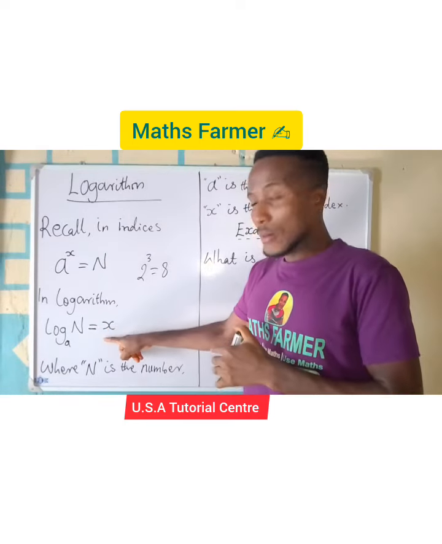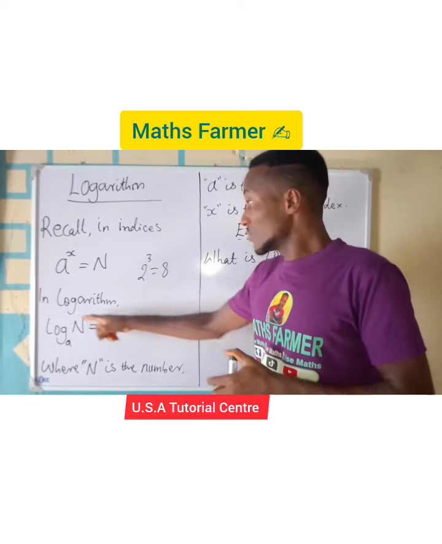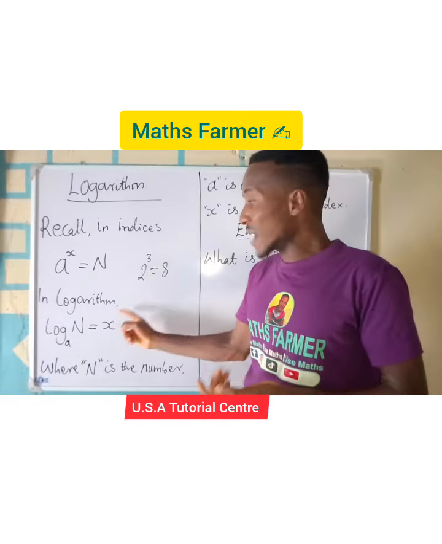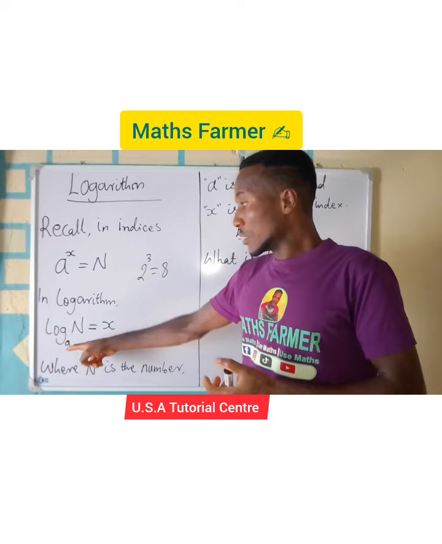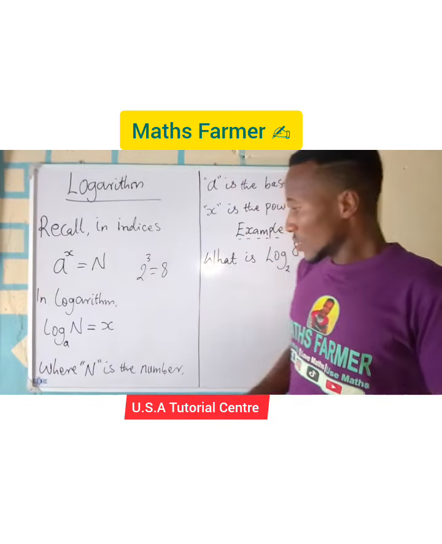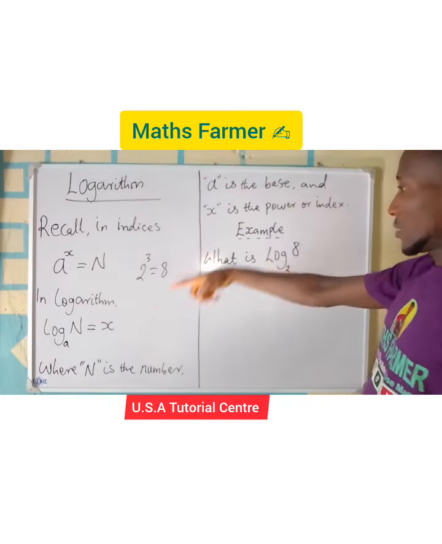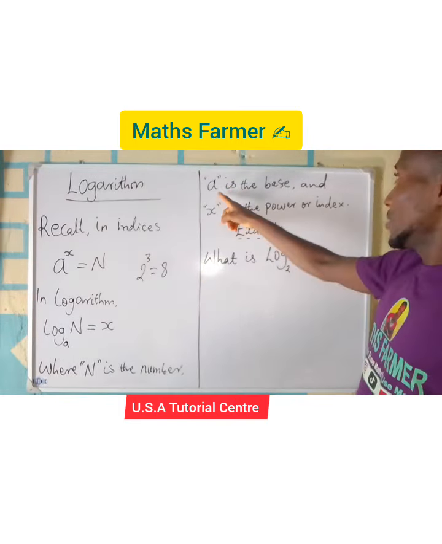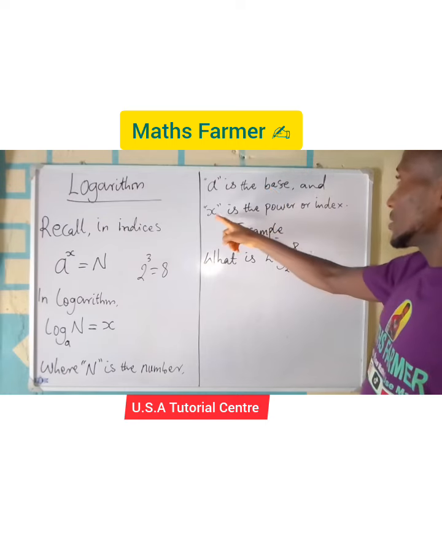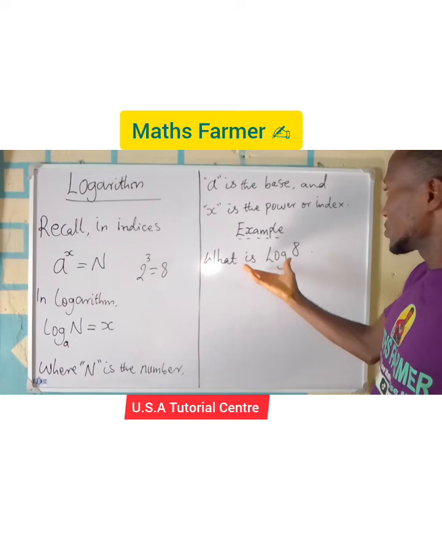The power. Or they may give you the number and the power, and ask you to find the base. Or they may give you the base and the power and ask you to find what? N. That's why we say that n represents the number. A here, as I explained before, a represents the base, x here represents the power or what? Index.